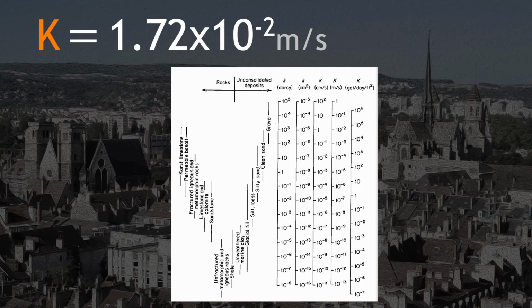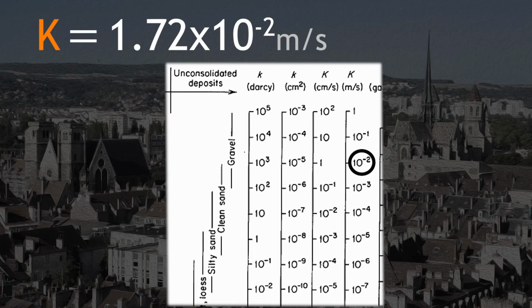In this chart from Freeze and Cherry, we can see the K values for a number of sediment types. Let's zoom in to make it easier to see. Here we have the approximate area of our K value, and we can see as we draw this line across the chart that our K value corresponds with a gravelly, unconsolidated material.